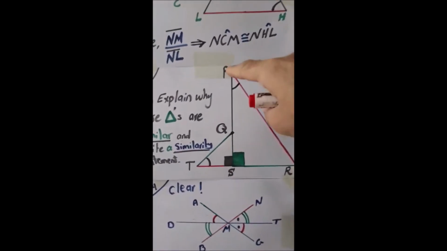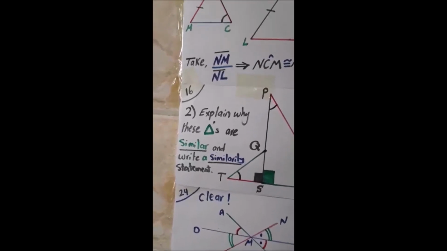Now, by this, we can go to number 2. Number 2, again, guys, we have two triangles as you saw. We have PSR and QTS, or QST. So again, explain why these two triangles are similar and write a similarity statement.